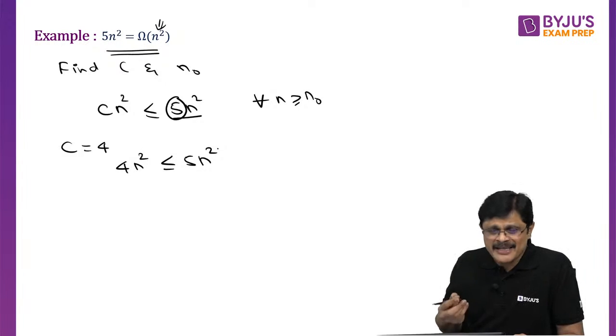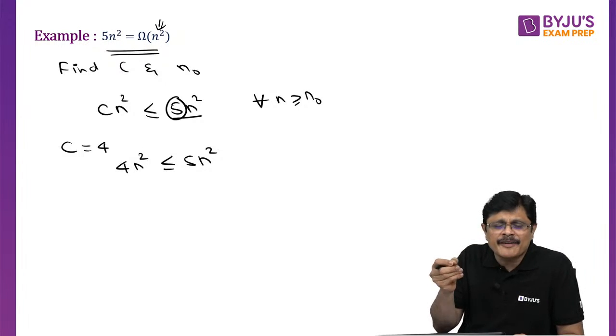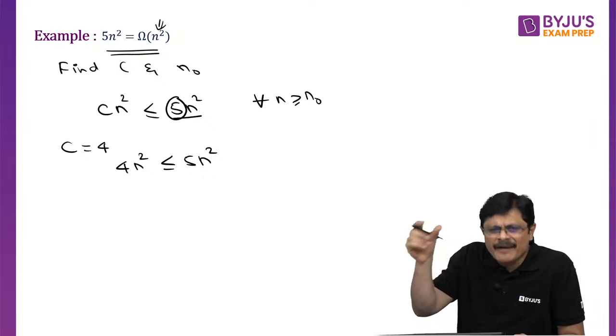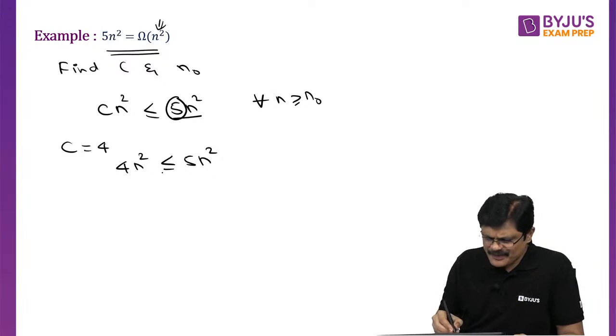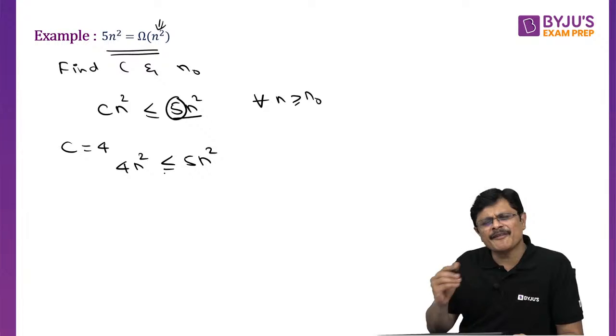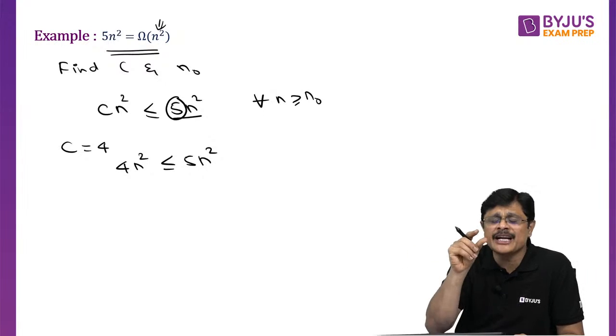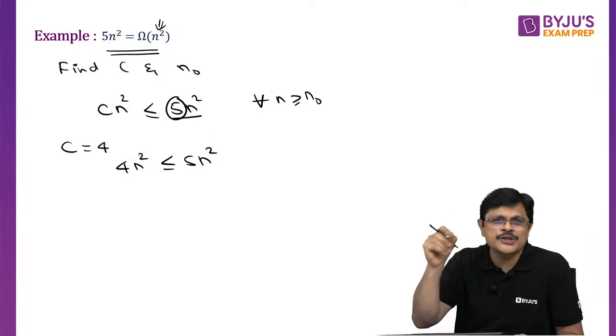Does it happen always, or for some specific values of n, or after some particular value of n? When will this happen? So you can solve this. You can substitute n. Actually 4n square is less than or equal to 5n square for n greater than 0. It actually satisfies for all n greater than 0, because we need to prove it for a positive real constant.